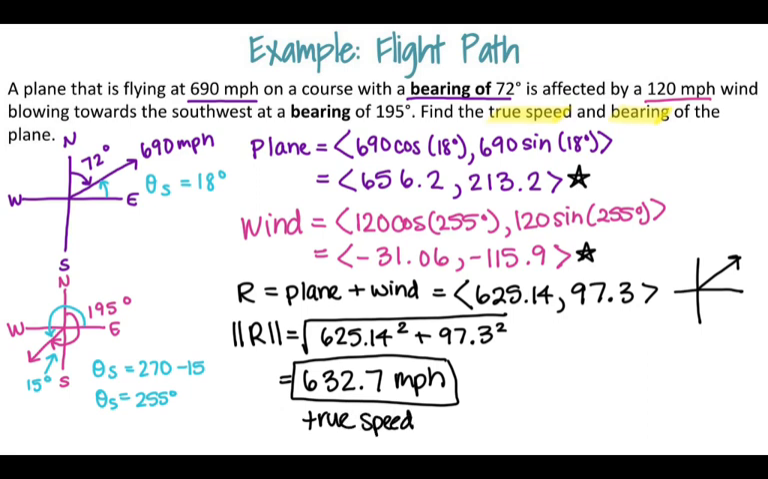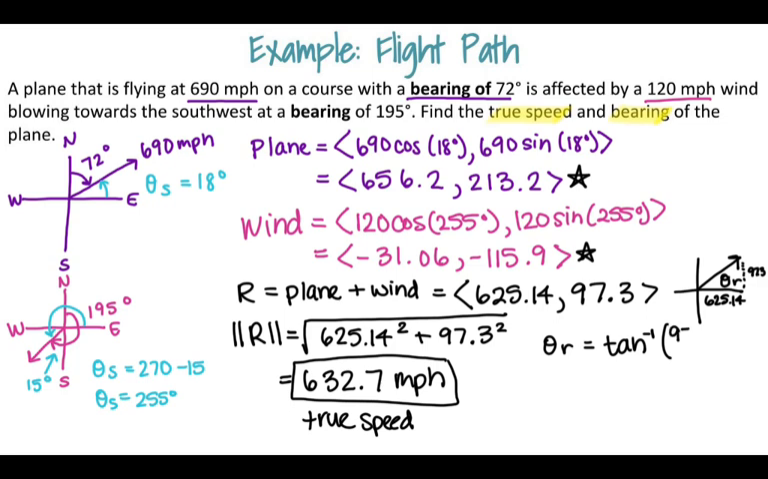Okay, so the other piece we need to find is our bearing. Bearing, I want you to think of as a portion of our direction. I'm going to start by finding this reference angle first. In this triangle, you have this horizontal component, 625.14, and you also have this vertical component, 97.3. If I want to find this reference angle, thinking back to right triangle trigonometry, I'll be using my opposite and my adjacent, which is tangent. So I'm going to use the inverse tangent since I'm trying to find the measure of an angle.